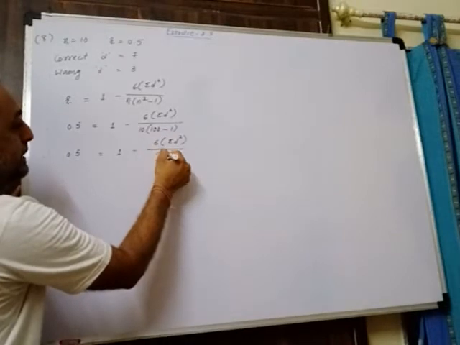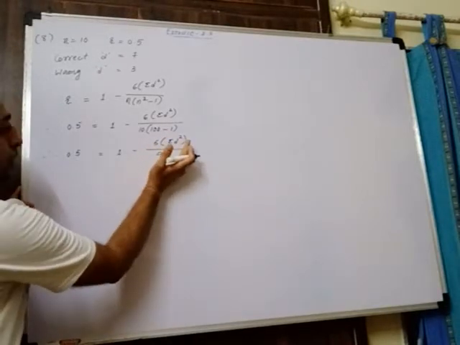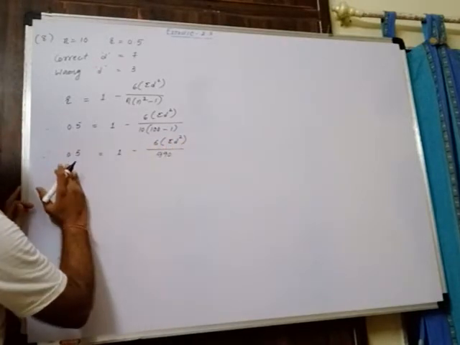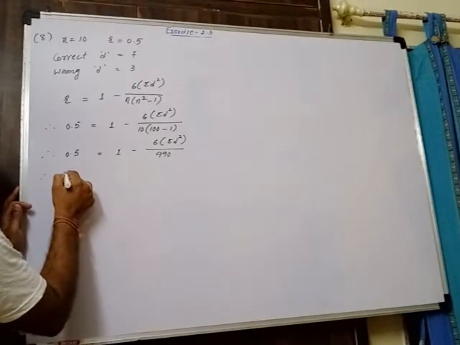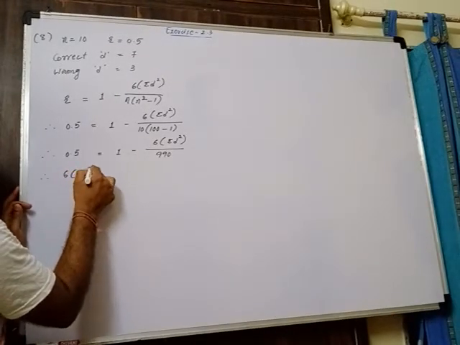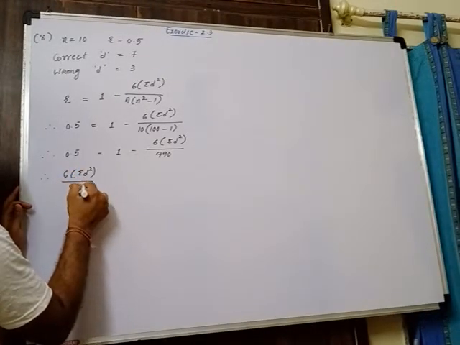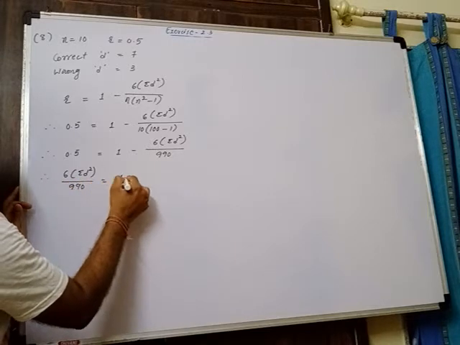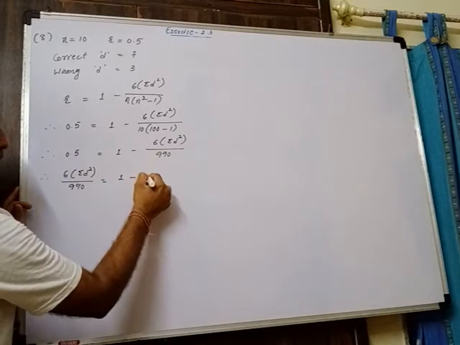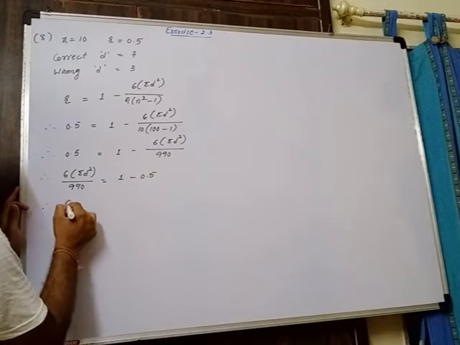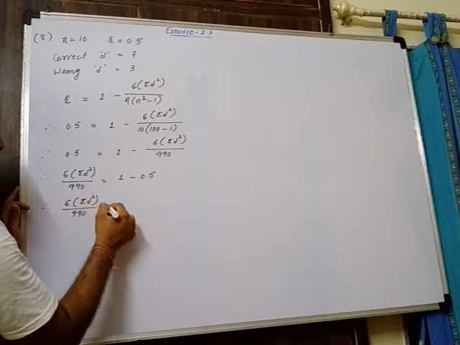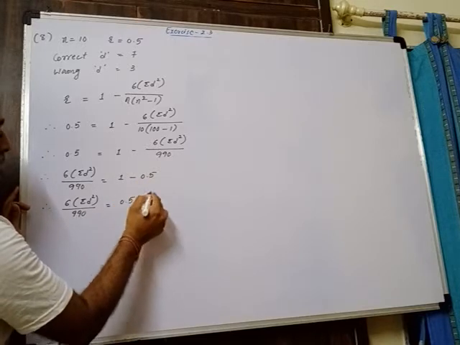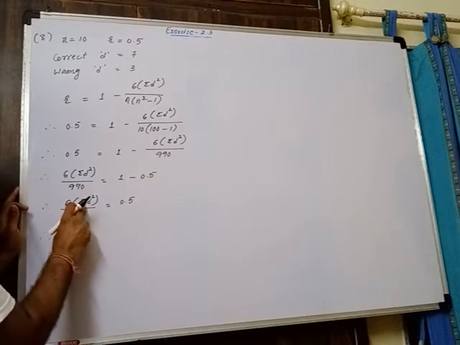is 990. Now what we'll do, this whole minus term, we'll take it on this side, so it will become positive, and 0.5 we can take on the other side, it will become negative. So we can write like this: therefore 6 into sum of d square upon 990 is equal to 1, 0.5 we can take on the other side, will be minus 0.5. Therefore 6 into sum of d square upon 990 is equal to 1 minus 0.5, which is 0.5.